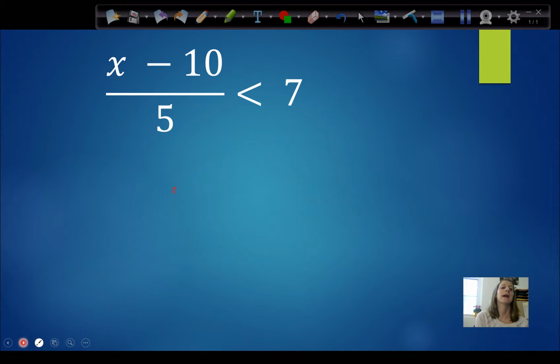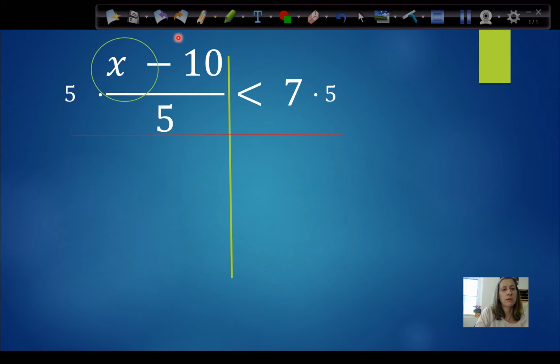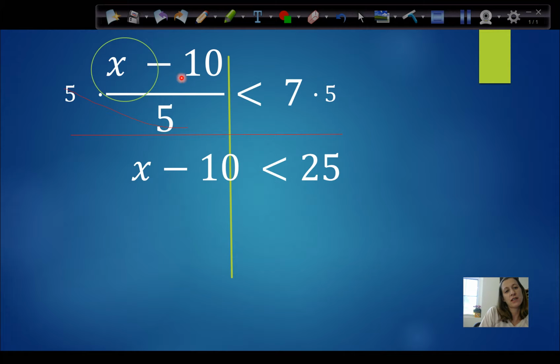Okay, so let's look at a couple other examples. x minus 10, and the whole thing this time is divided by 5, and this is our less than symbol and 7. So I'm going to cancel the 5 first because we can't have this big fraction, so I'm going to multiply both sides by 5. When I multiply both sides by 5, these just cancel. That's just a formality. And then I am left with just the top of the fraction, the x minus 10.